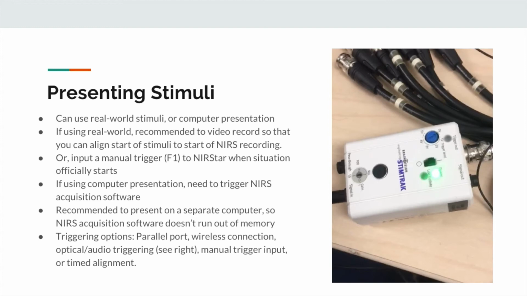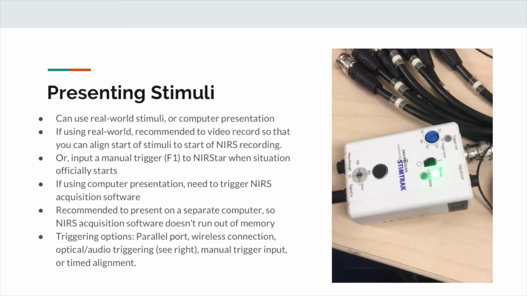Or you can do things like inputting a manual trigger. On our system, if you just hit F1, it inserts a trigger into the data trace. So if you are running something where you have to leave the room and you don't have IRB permission to record video, you could say "and begin," and that's when the participant knows to start having their experience, and that's when you know in the data the experience started at this point.